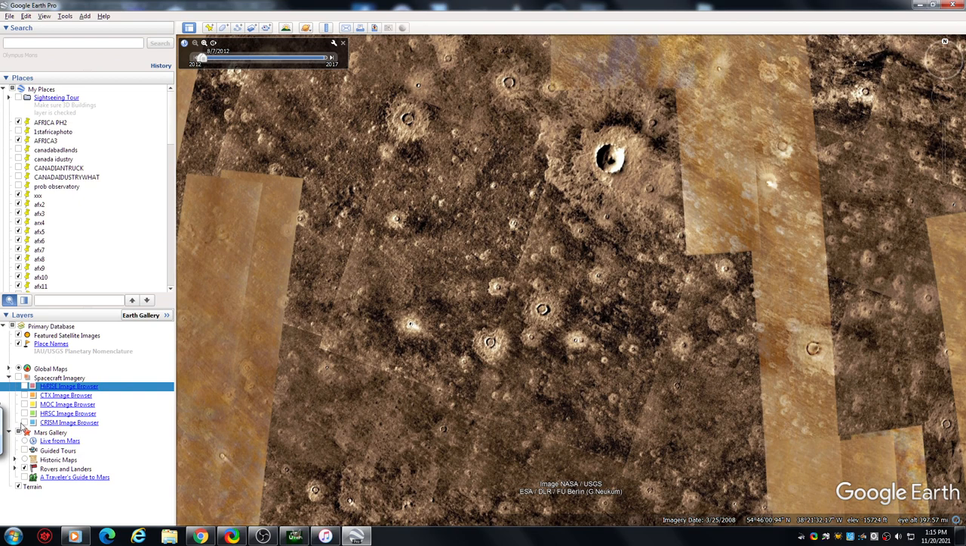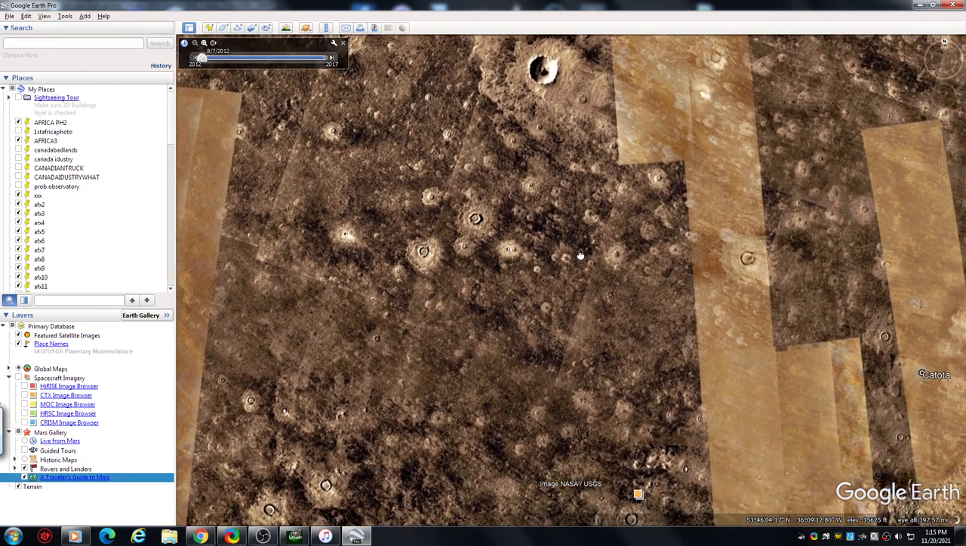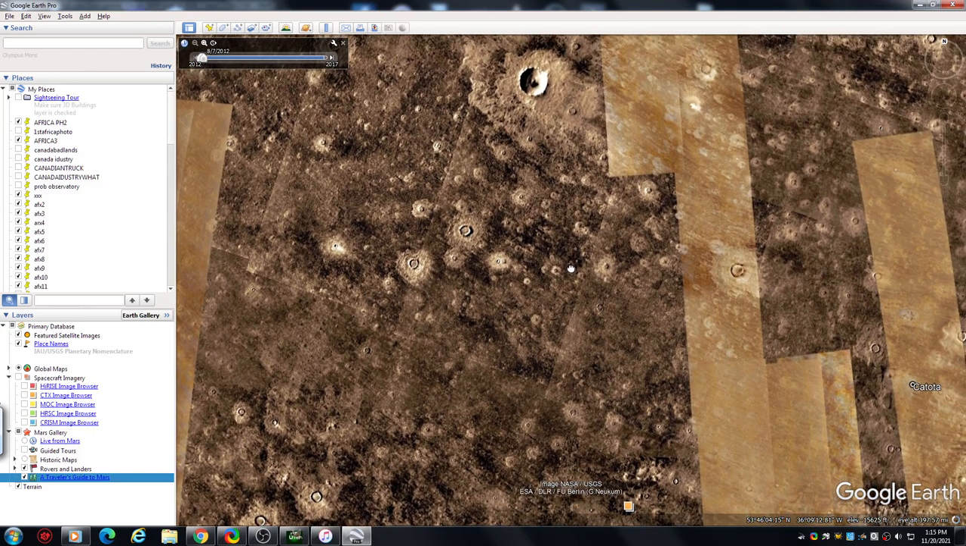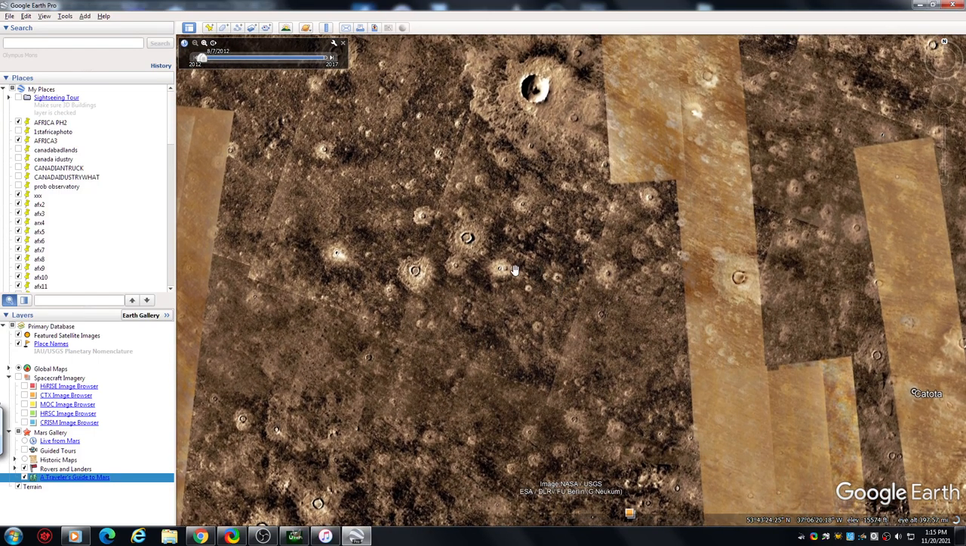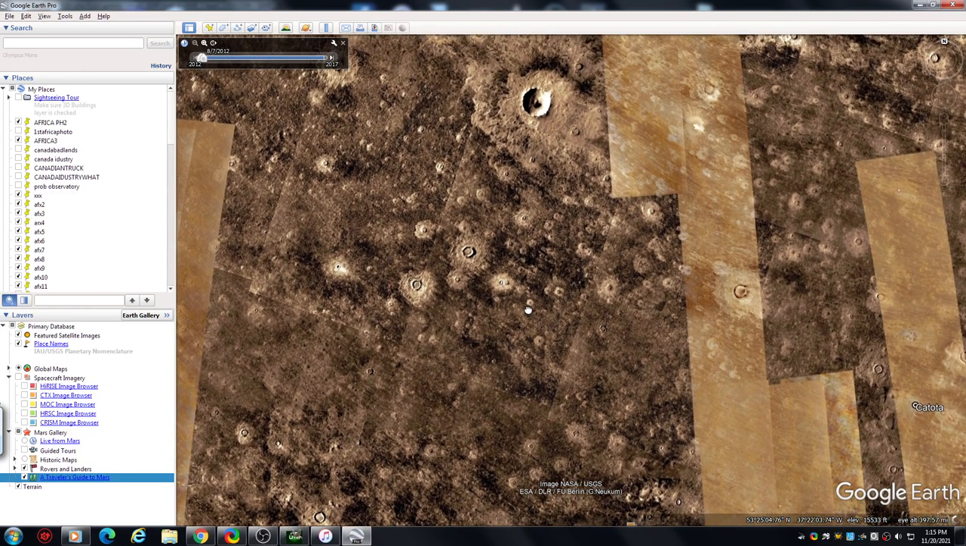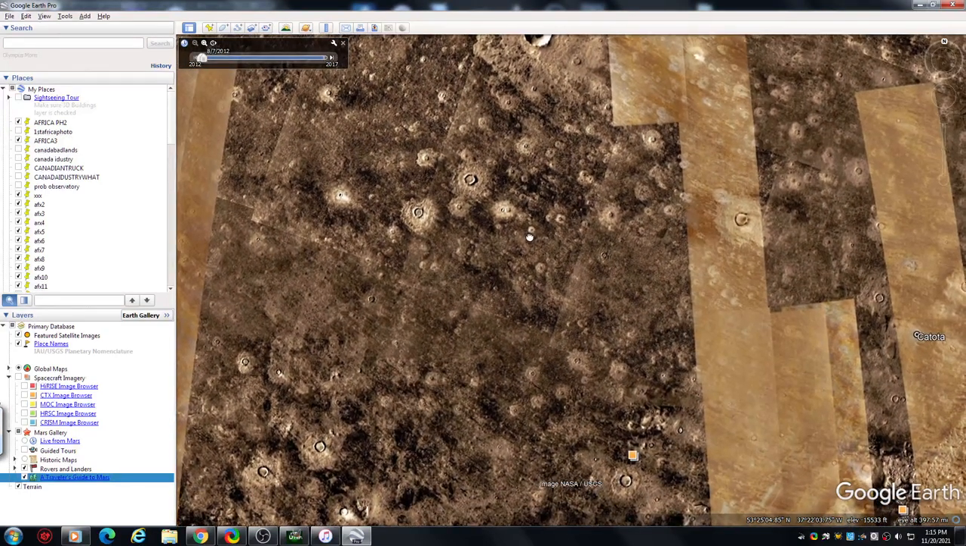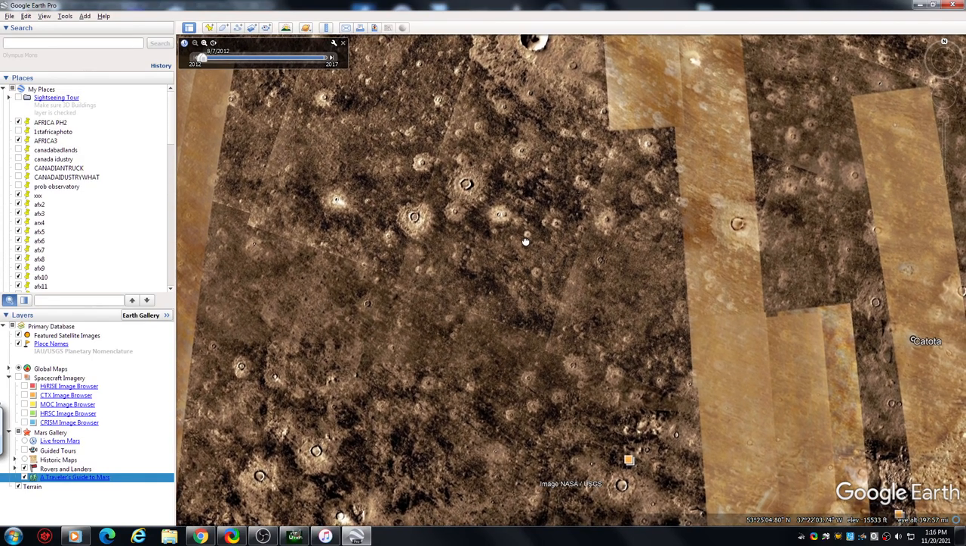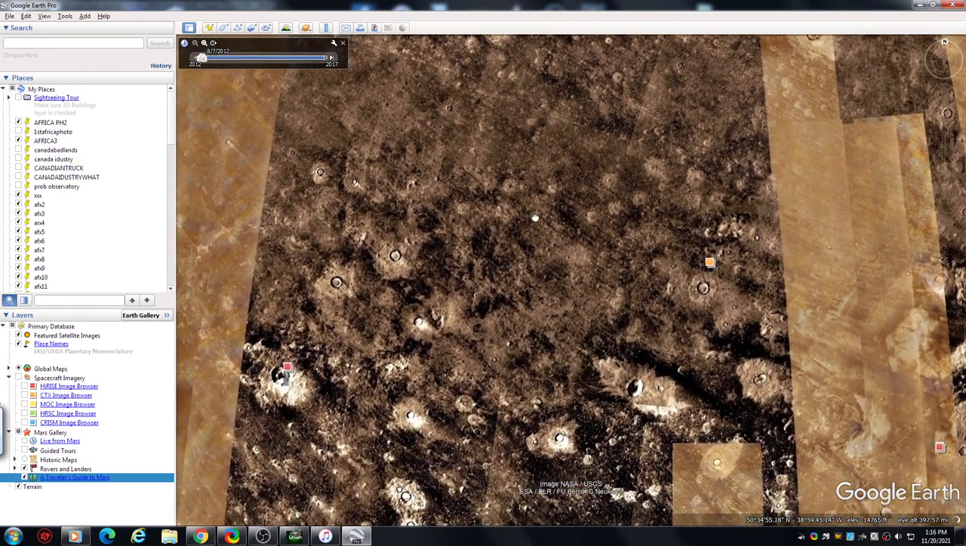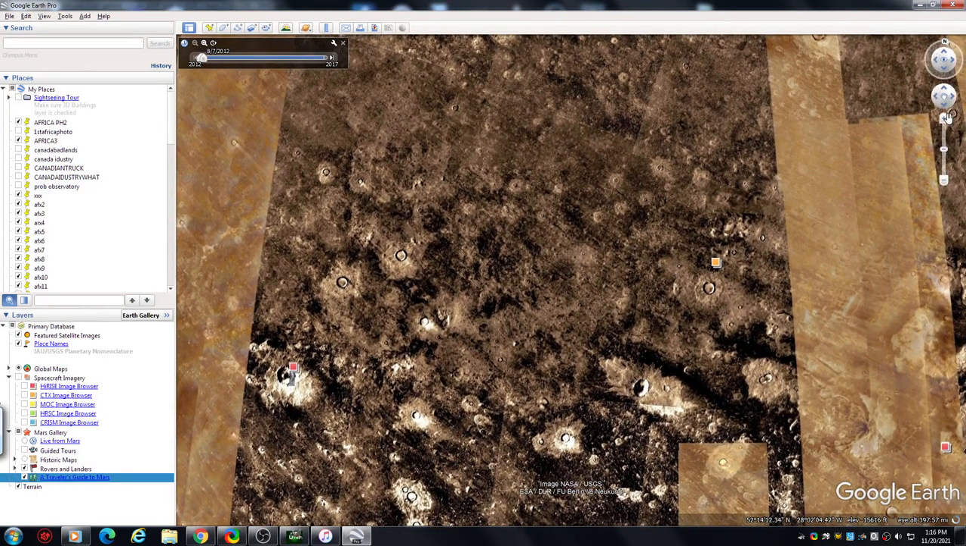Now, spacecraft imagery. Very few, doesn't really tell me where I am. We know we're in the northern hemisphere. Let's have a look in there.